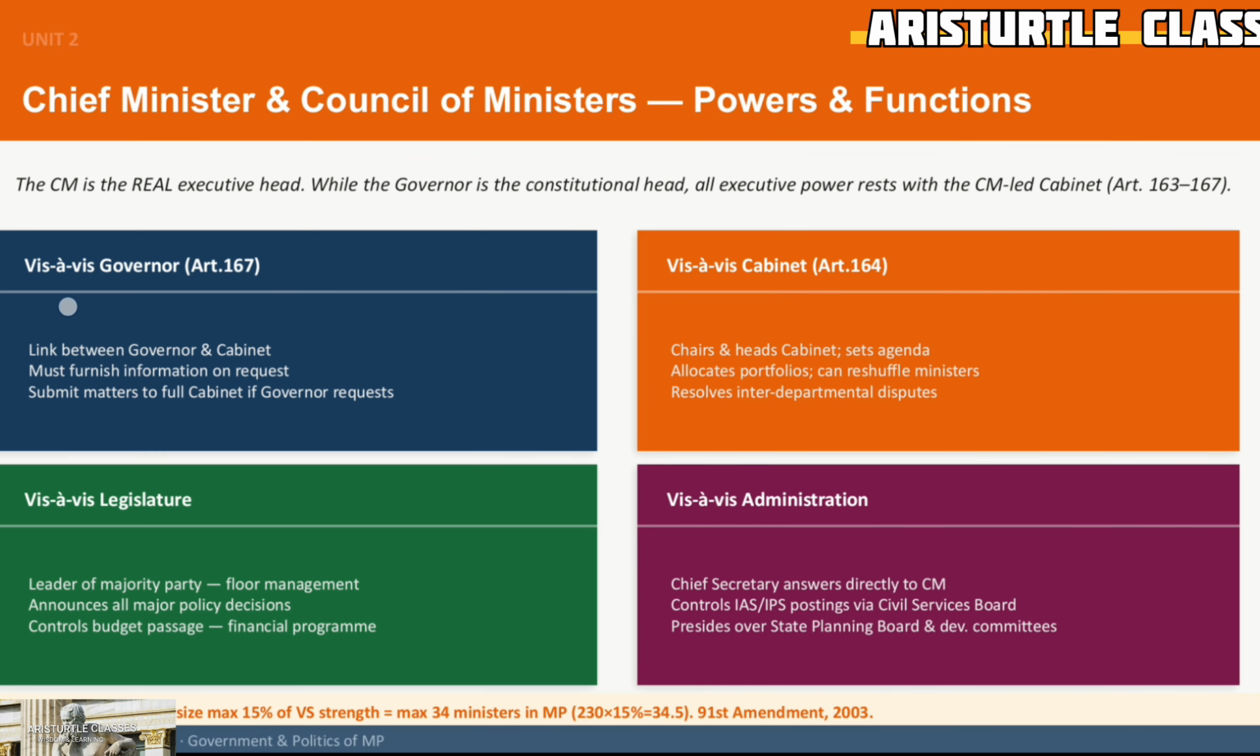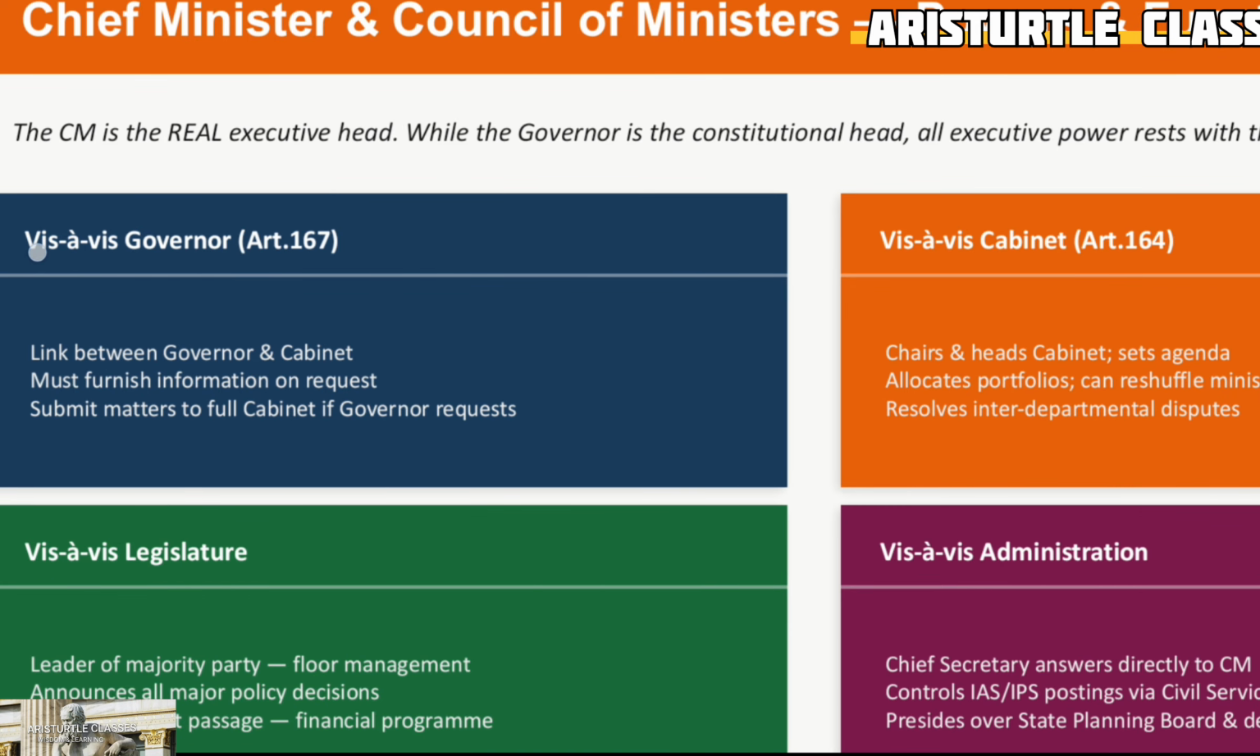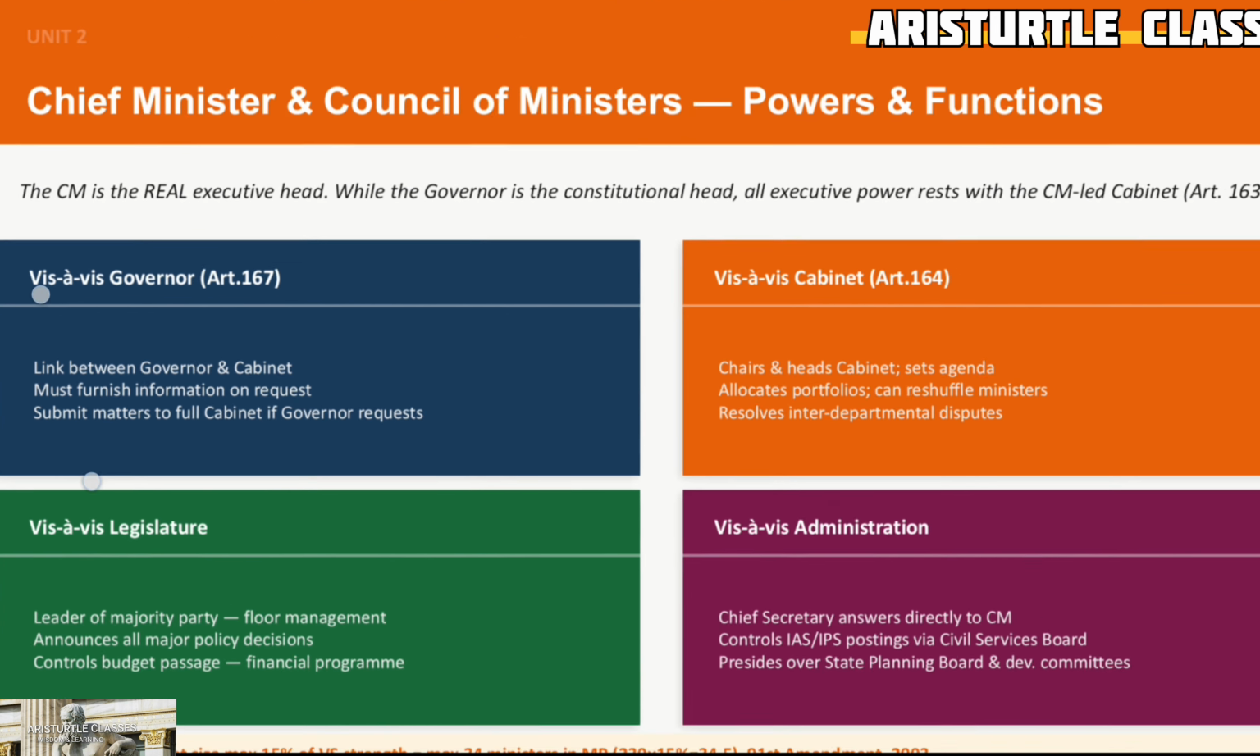Now, chief minister and council of ministers. So, the governor is a nominal head of the government of the state, whereas the chief minister is the real executive head of the government, and he is the leader of the cabinet as well. So, the major article for CM is 167. It talks about how the CM is the link between governor and cabinet and must furnish information on request, and submit matters to the full cabinet if the governor requests.